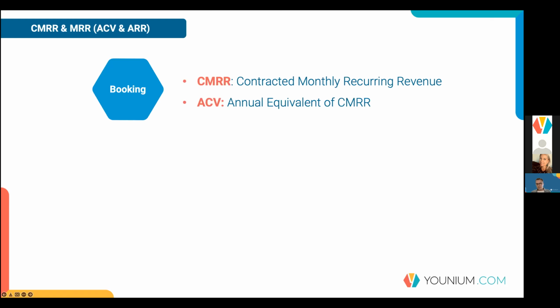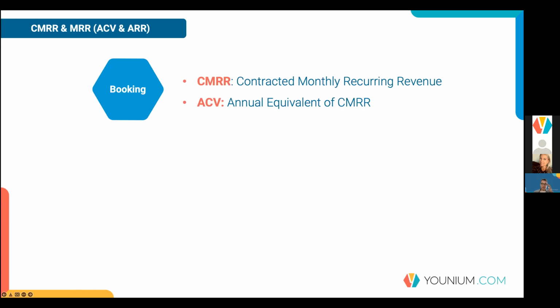CMRR, contracted monthly recurring revenue, is something we call a booking metric. So something that we get from contract events, like a new business, a new customer, an upsell, downsell, churn, and so forth, right? And that's what affects the contracted monthly recurring revenue as a metric. And then you have its annual equivalent, which is called annual contract value.